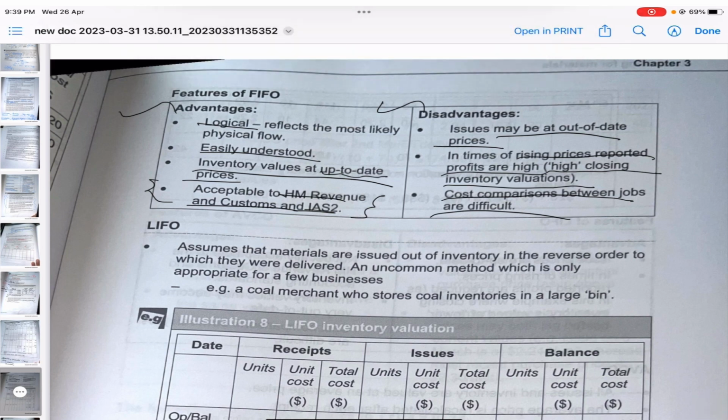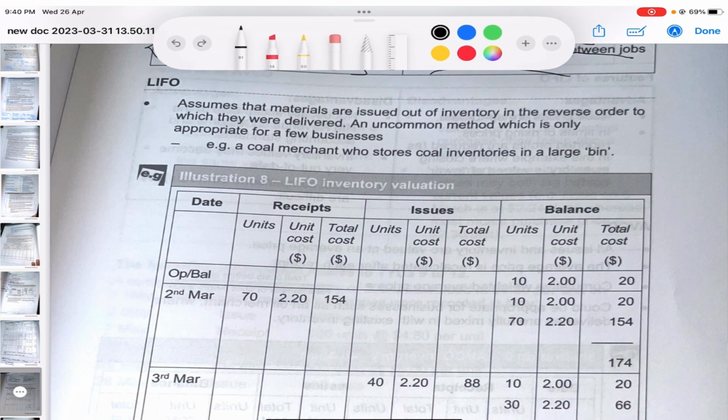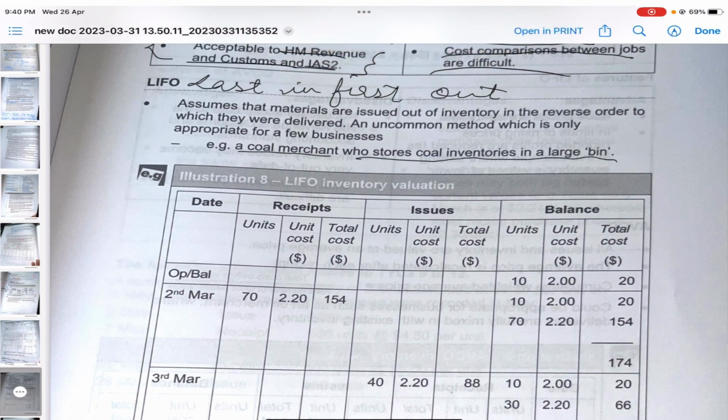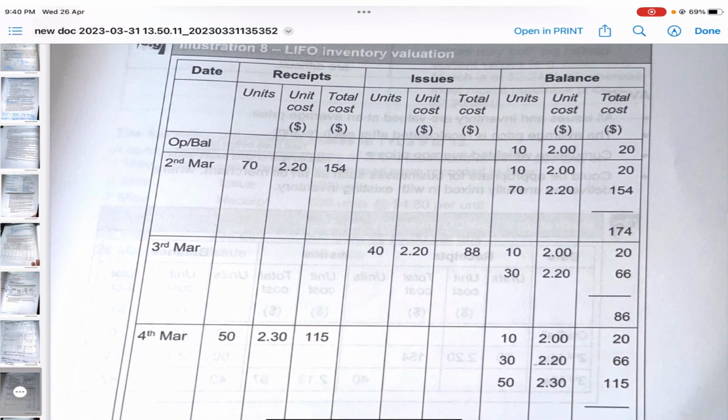Moving on to my LIFO method, which is my last in first out method. Assumes that materials are issued out of inventory in the reverse order in which they were delivered. An uncommon method which is only used for a few businesses. Example: a coal merchant who stores coal inventory in a large bin. So if he is storing in a large bin, whatever comes in new is going to be on the top, so naturally that will go out first. So that is what they are talking about.